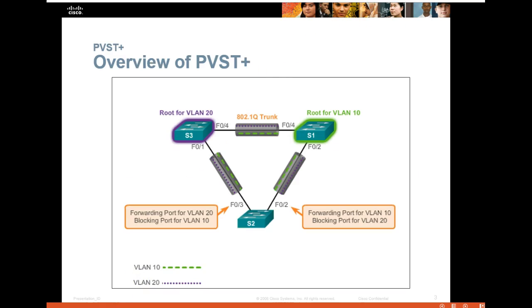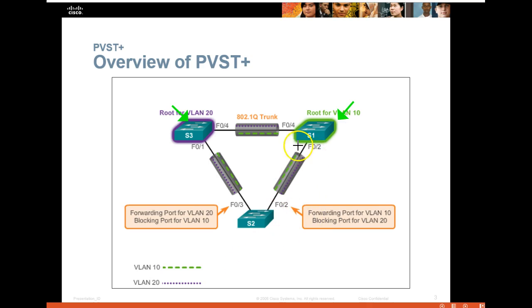So when we look at PVST, we have PVST Plus, I should say. The plus is part of that. PVST Plus includes the root port for, see a root port here for VLAN 20. All right. And then we have a root port here for VLAN 10.